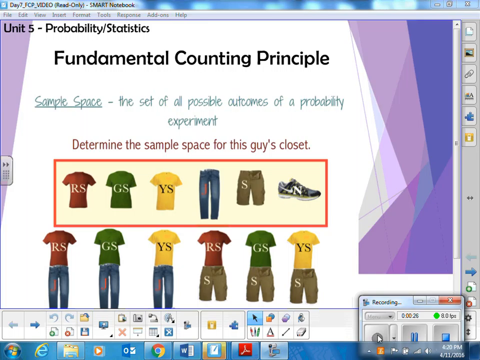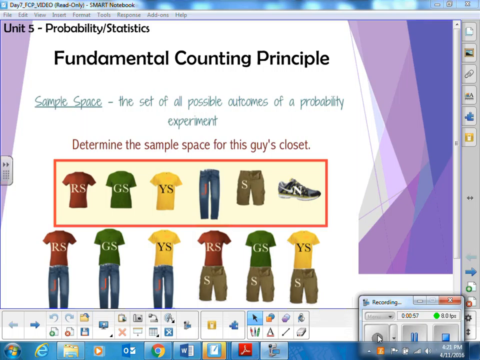So one key vocabulary word that you have to know is sample space. What is the sample space? That's simply the set of all the possible outcomes of a probability experiment. So when we say sample space, that's all of our choices or all the things that could happen. With fundamental counting principle and tree diagrams, we're not looking for specific probabilities. Fundamental counting is just looking at how many outcomes there can be. So your answer is not a fraction, it is actually a whole number.